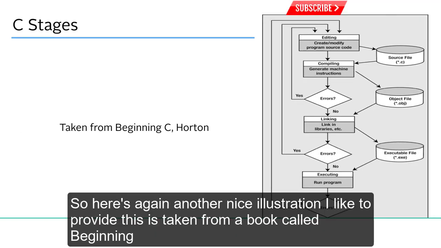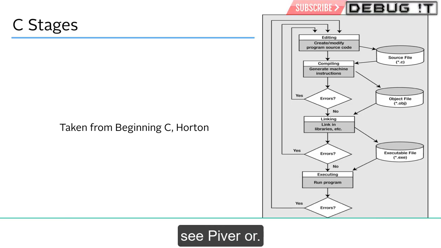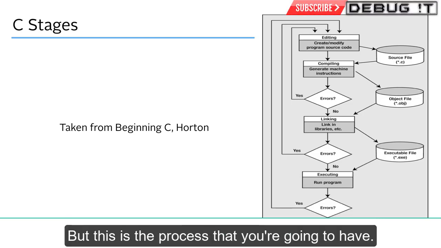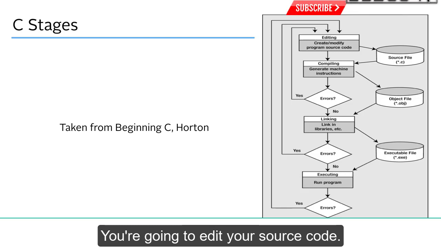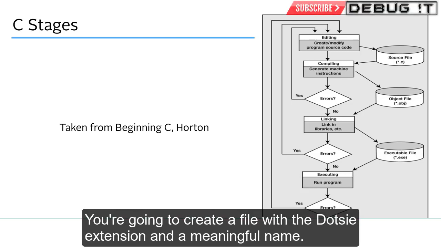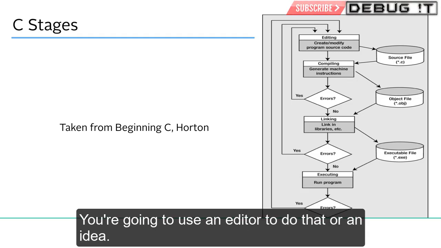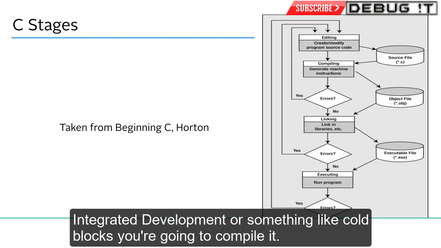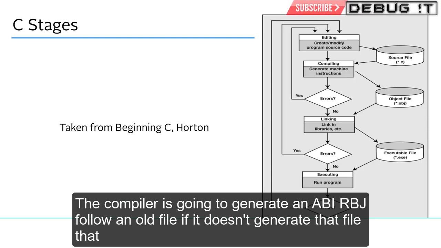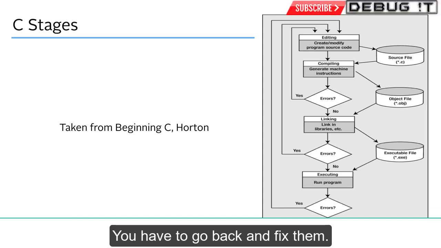So here's another nice illustration I like to provide. This is taken from a book called Beginning C by Horton. But this is the process that you're going to have. You're going to edit your source code. You're going to create a file with a .c extension and a meaningful name. You're going to use an editor to do that, or an IDE, an integrated development environment, something like Code::Blocks. You're then going to compile it. The compiler is going to generate an OBJ file, an O file. If it doesn't generate that file, that means you have errors and you have to go back and fix them.